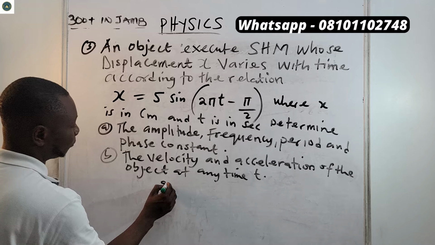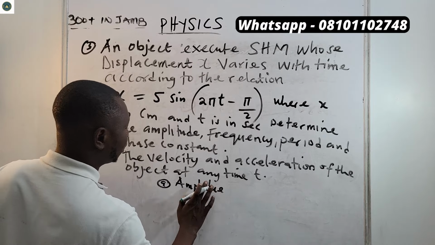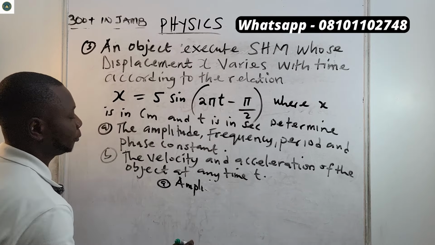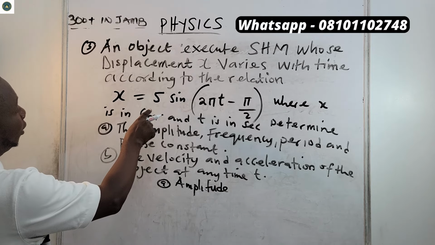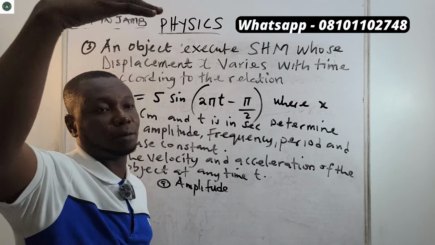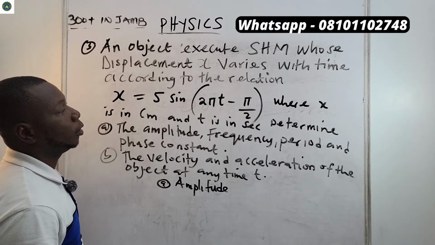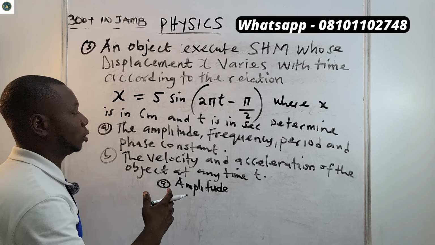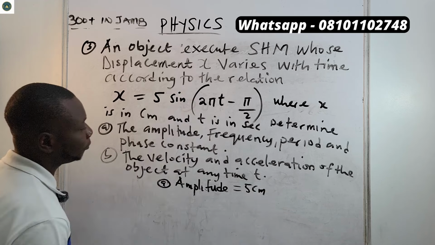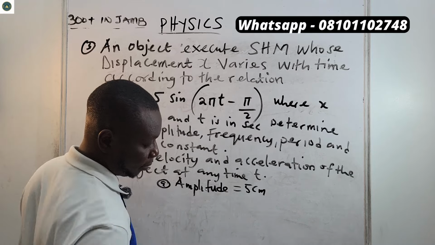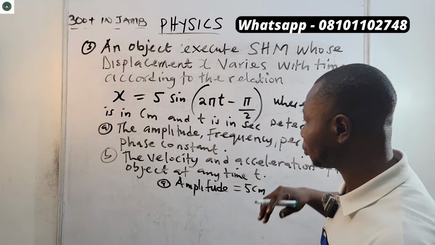Now, how do you get the amplitude? Amplitude is the maximum displacement of the body performing the periodic motion from rest. So that is 5 centimeters. The amplitude is just 5 centimeters. You don't even need to solve, just look at the equation.